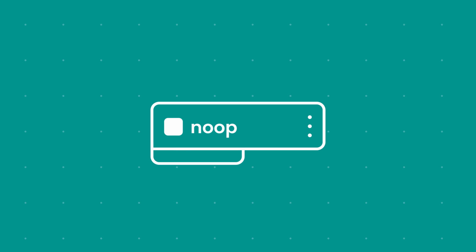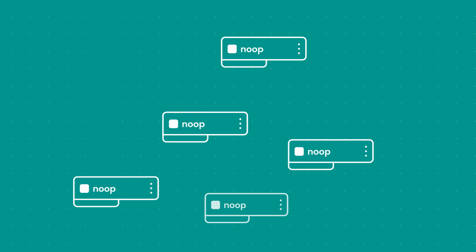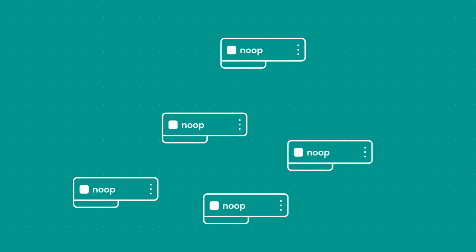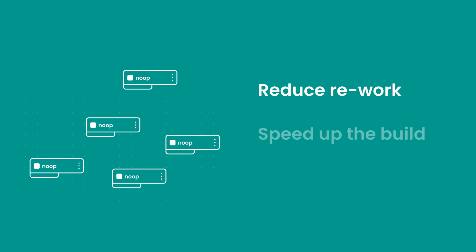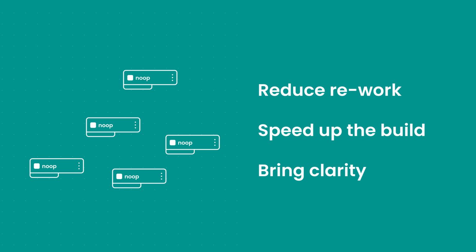Mapping your process visually in Rewst isn't a delay, it's a head start. By using no-op steps to plan your workflow, you reduce rework, speed up the build, and bring clarity to everyone involved. You're not just designing for today, you're setting the stage for a smoother, more scalable automation. In the next lesson, we'll walk through your pre-build review, a final check to make sure your visual plan is clear, consistent, and ready to move from design to execution.